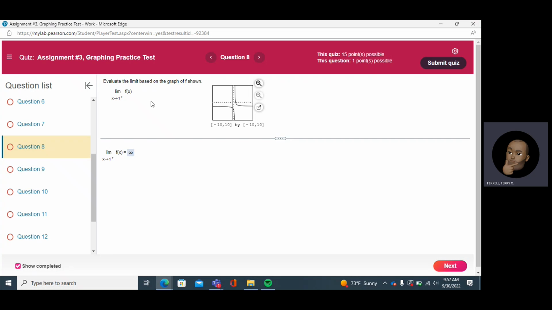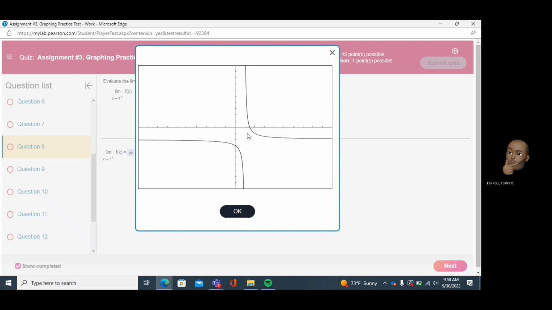All right, this one, another different language. Notice it says 1 with a little plus on the right. That means from the right. What's the limit of the function as x approaches 1 from the right? So now I'm going to look at my graph. For 1, you have to visualize that dotted line at 1, okay? As x comes from the right, it's kind of like we're going backwards.